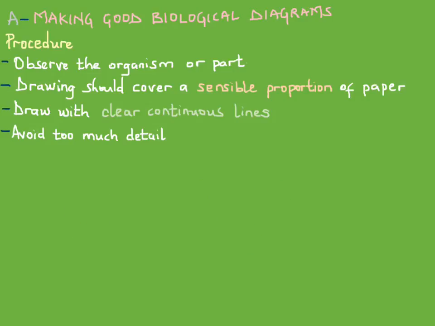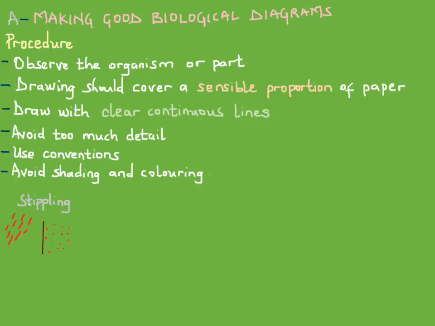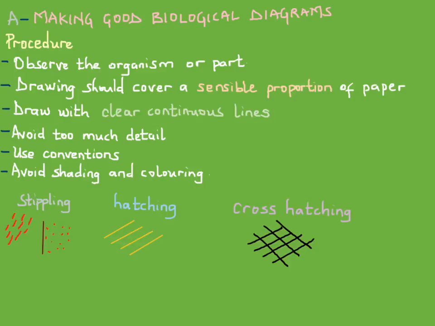Another thing to note when making a good biological diagram is to use conventions such as a double line to represent curved surfaces. A final thing to take note of when making good biological diagrams is to avoid shading and coloring. Stippling, hatching, or cross-hatching can be used to mark the difference between parts of a diagram.